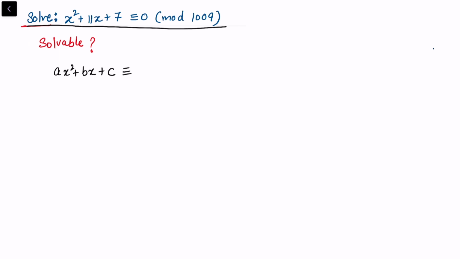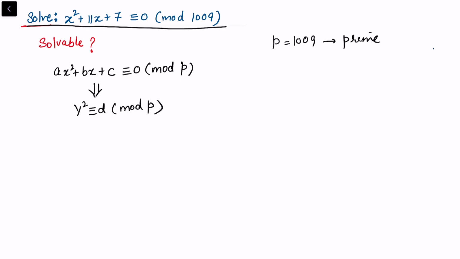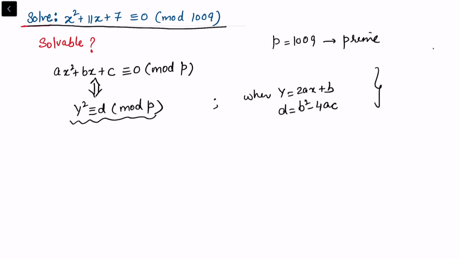which looks like this, I've explained this in my previous video. And here we can notice that P, which is 1009, is a prime. So this can have a solution similar to y square congruent to D mod P. This is solvable if and only if this is solvable, where y is 2ax plus b, and D, that is the discriminant, is b square minus 4ac from this standard congruence. These I have explained in the previous videos. I have added the link in the description.